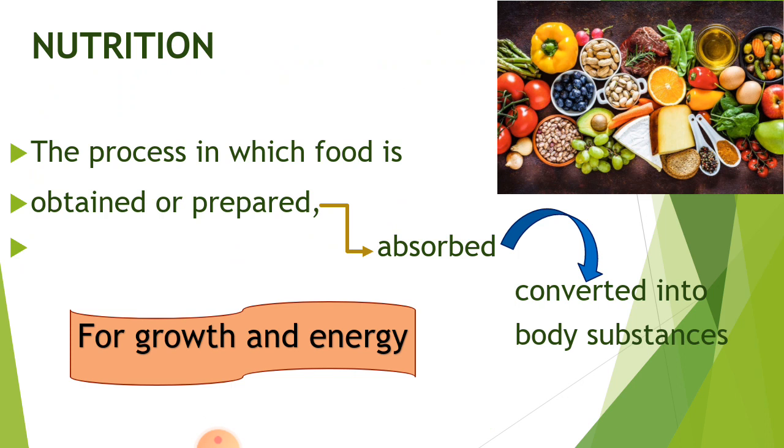Nutrition is the process in which food is obtained or prepared, then absorbed and then converted into body substances. This is the process of nutrition, and its main aim is to get energy and for growth. So basically, nutrition is for the growth and energy of the cells of the living organism.